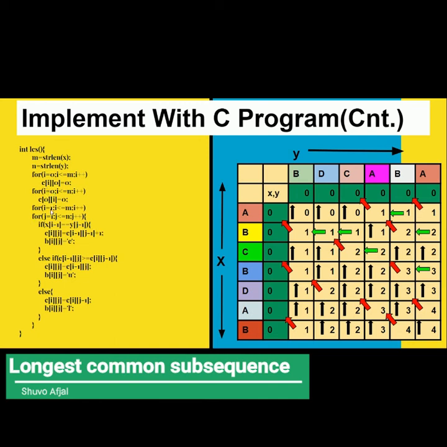Now this is the diagonal, this is a two-dimensional array. For the two-dimensional table, we need loops. In this loop we start from 1 and increment, and the condition will go up to m.